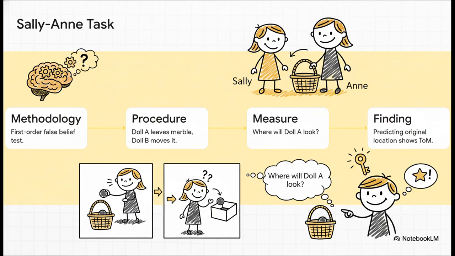Step 3. Define the critical measure. You ask the 4-year-old, where will doll A look for her marble? And finally, step 4. Provide the required finding and link it. The child must say the basket. This indicates a developed theory of mind because they successfully attribute a false belief to the doll, completely overriding their own knowledge of reality. 4 clear steps, 4 clear marks.